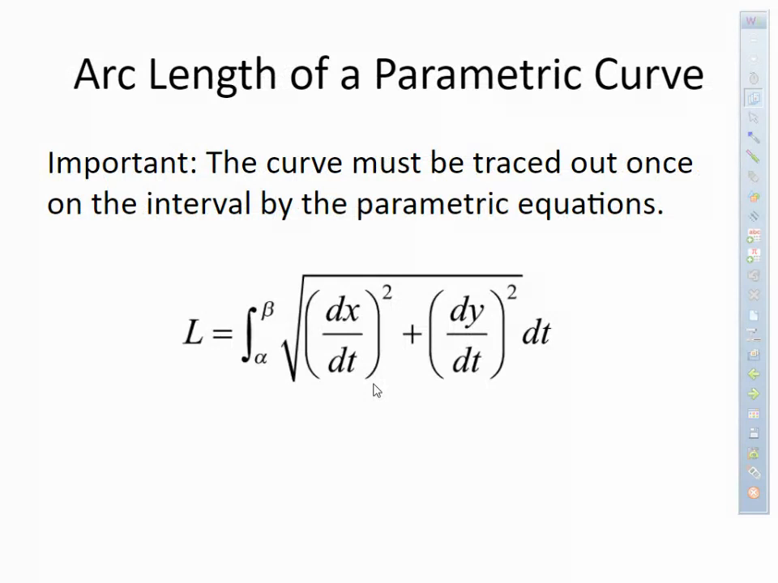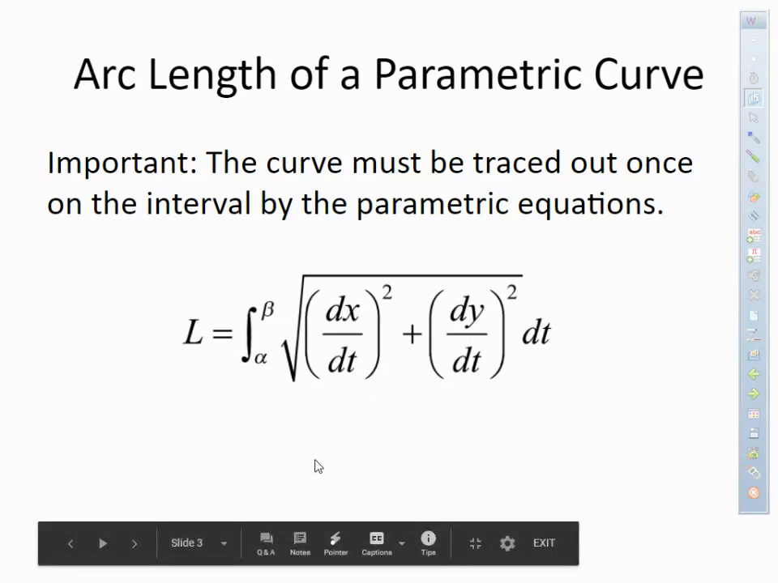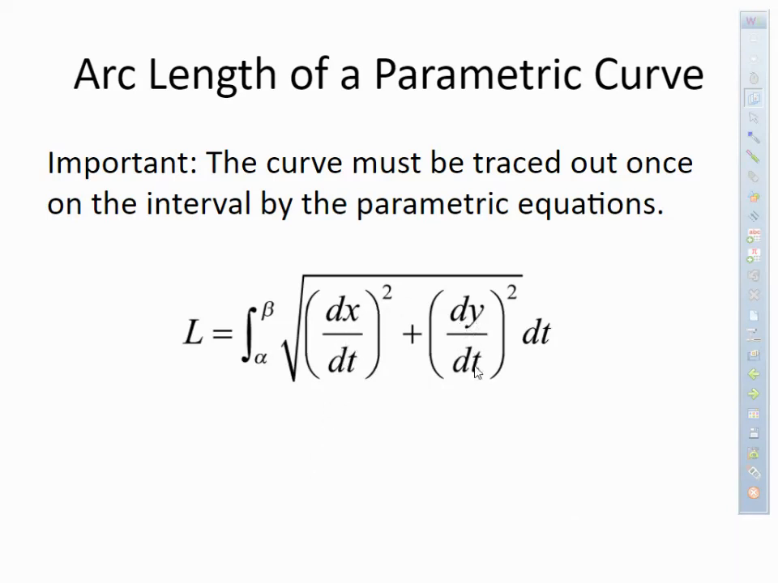So here is the arc length of a parametric curve. It is an integral from alpha to beta, but from a to b, of the square root of dx/dt squared plus dy/dt squared. This looks a little similar to the other one when we weren't in parametric equations. Remember, it was 1 plus the derivative squared. So if you have parametric equations, it is the derivative of x in terms of t squared plus the derivative of y in terms of t squared, and then the square root of that.